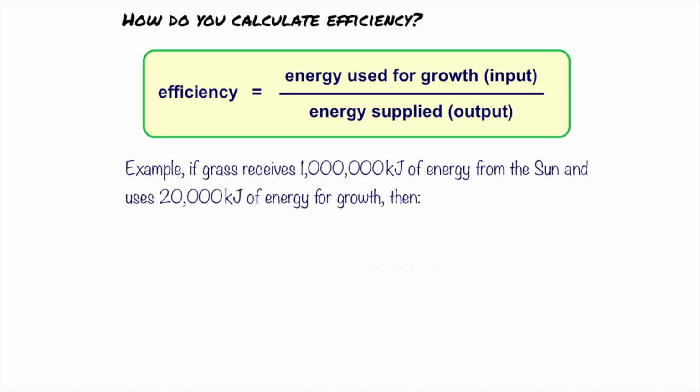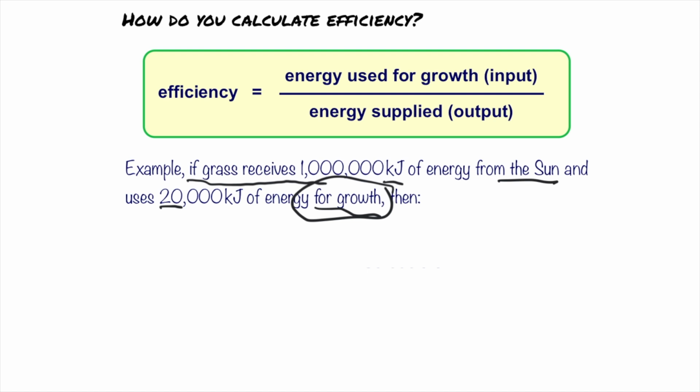There's one common calculation that you may be asked about, which is efficiency. How would you work out efficiency in a food chain at any trophic level? So here's an example. It says, if grass receives 1 million kilojoules of energy from the sun, and it uses 20,000 of energy for growth. When it is said for growth, this means the energy available for the next trophic level. So how much is the efficiency here?